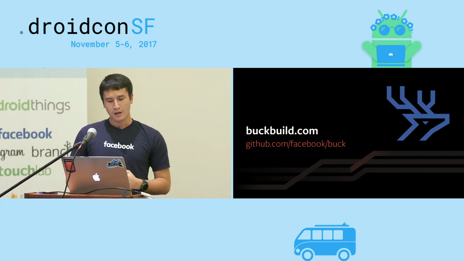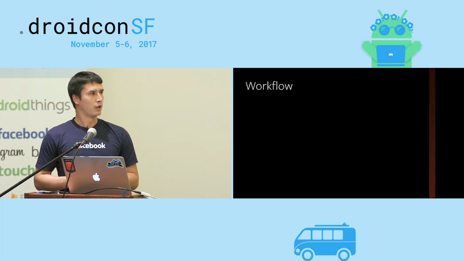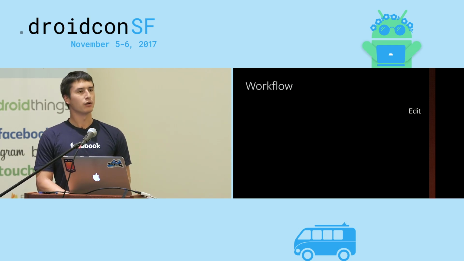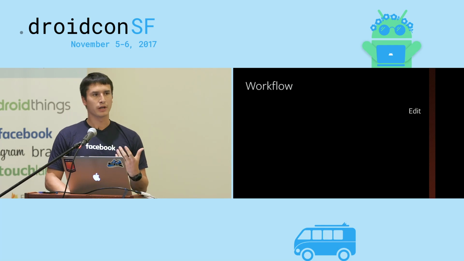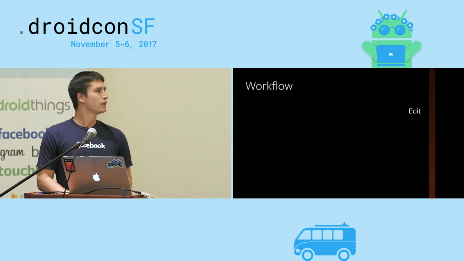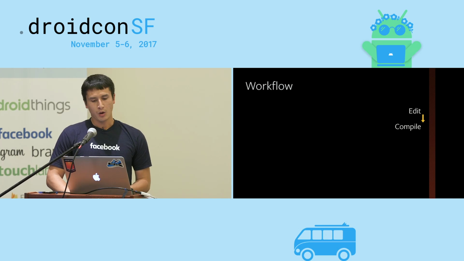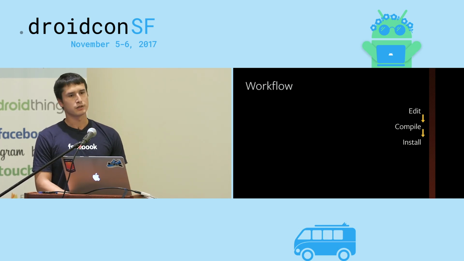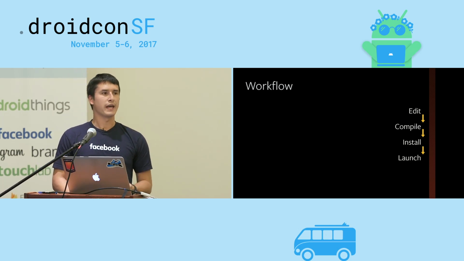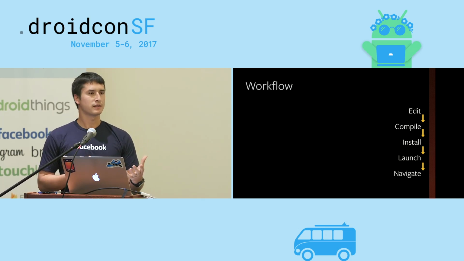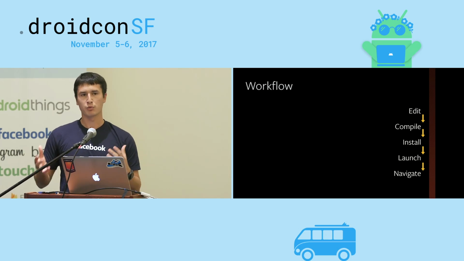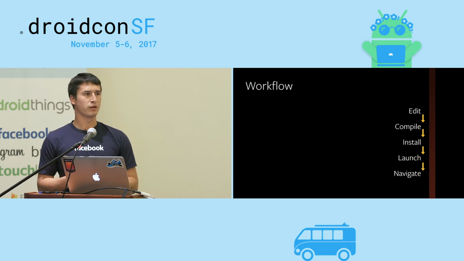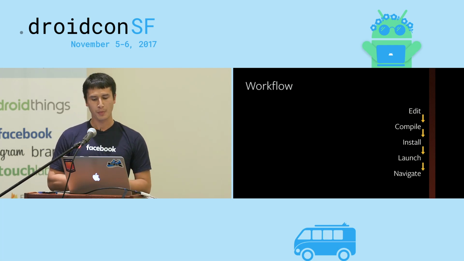So let's start by talking about our workflow. This is what we do every day. We edit some code, and as we're working on our app, maybe we're trying to tweak some UI, fix a bug, iterate on a new feature. We then go to compile the code. We install on our device or our emulator, and we relaunch the app. And then we navigate or we reset state somehow. We go back to where the bug was found or back to the screen implementing our feature, and we test to see whether our code change did what we wanted it to.